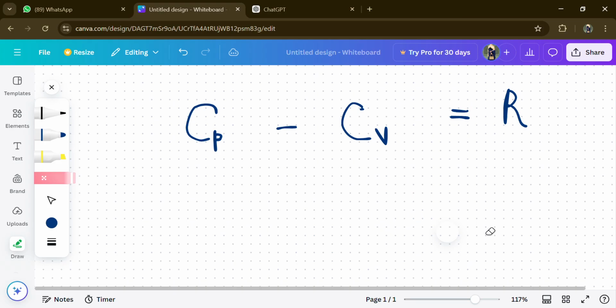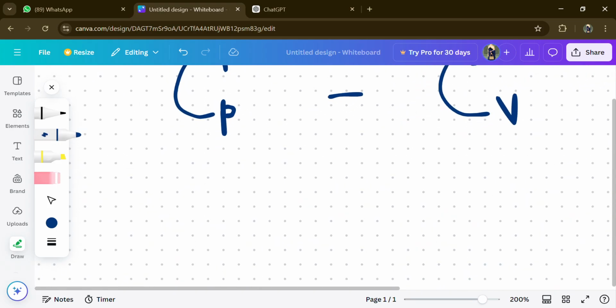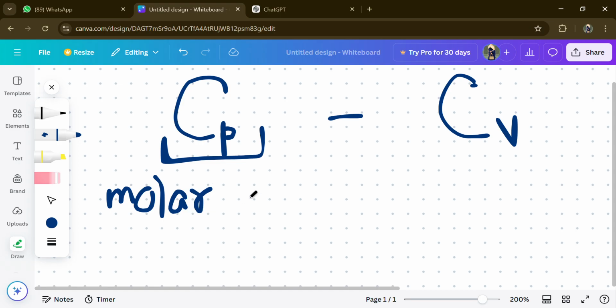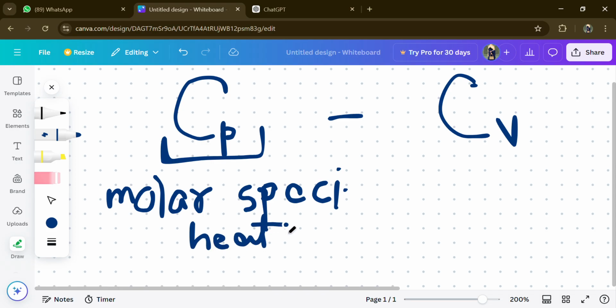Before delving into each and every factor, let me quickly give you an overview of what is meant by the term CP. At the very first, the C basically shows us the molar specific heat. I'm just writing here, molar specific heat. This C actually represents the molar specific heat.